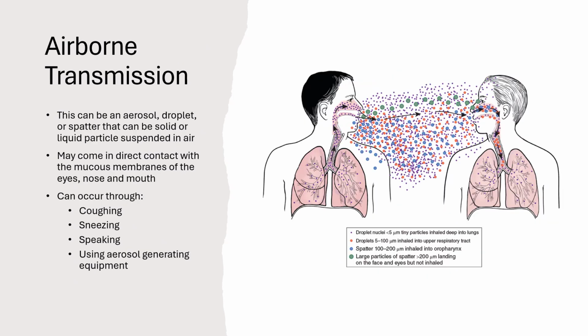There are a few transmissions that we need to be aware of in the dental field. The first one would be airborne transmission. This can be transmitted through aerosol, droplet, or spatter. It can be solid or liquid particles suspended in air. You can come in contact with it through the mucous membranes, the eyes, the nose, and the mouth. This can occur through coughing, sneezing, speaking, even laughing. It also happens in the dental clinic when we're doing procedures that produce aerosols.